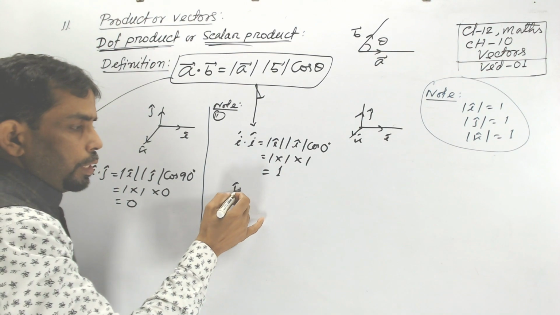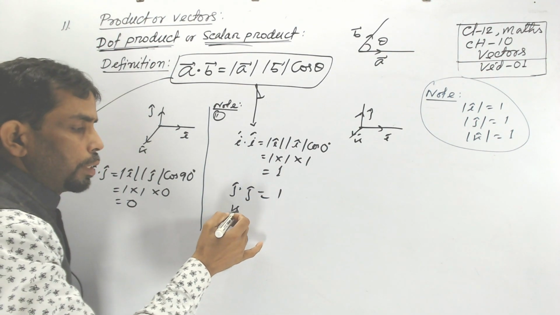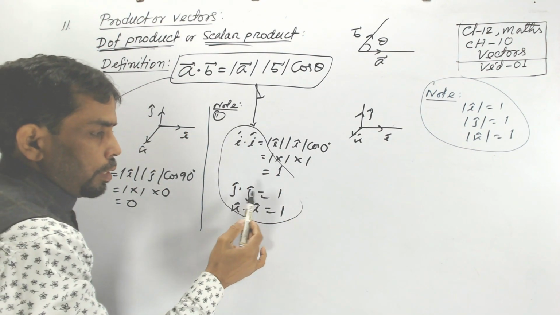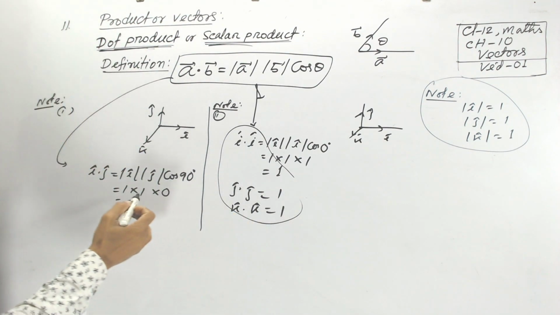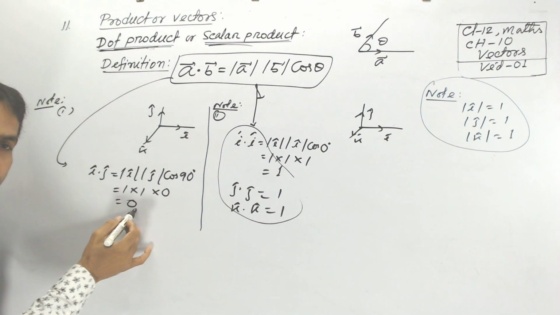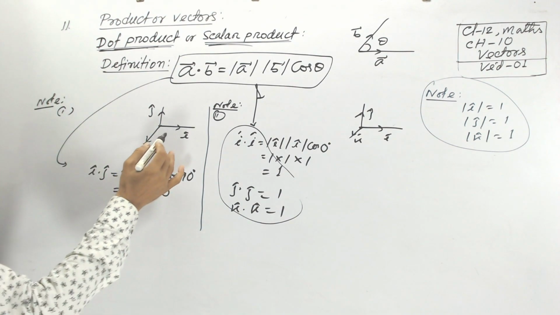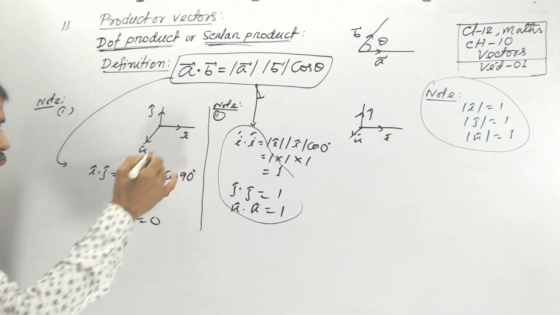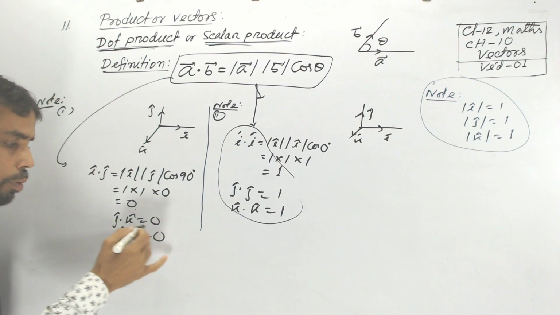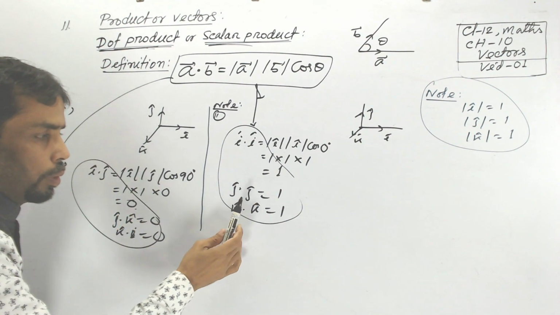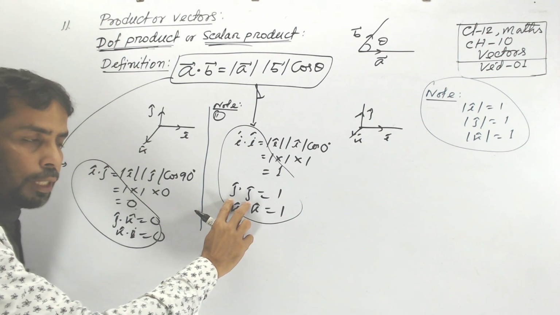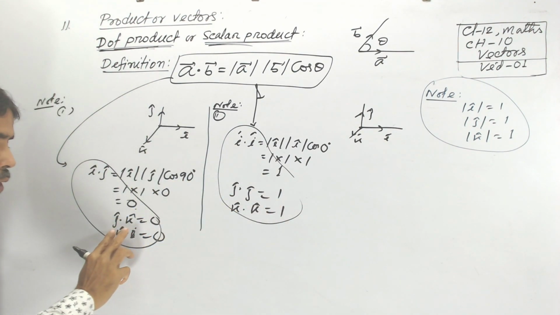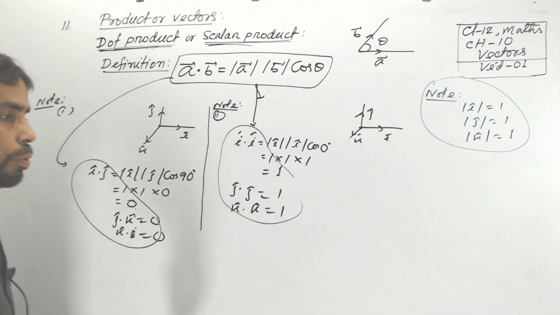Similarly, if I find J dot J, we get value 1, and K dot K will also be equal to 1. So you see we are getting I dot I is 1, J dot J is 1, K dot K also 1. But when we take different vectors, I dot J value is 0. Same way, J dot K is 0 and K dot I will also be equal to 0. So remember, whenever you take the same unit vector among i, j, k, the value is 1, and if you take different ones, the value is 0 for dot product.